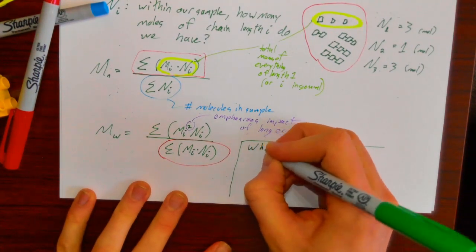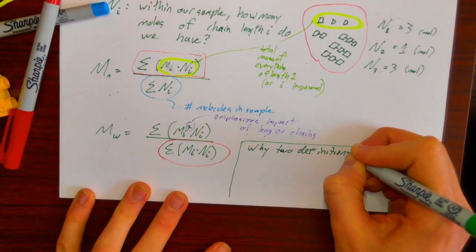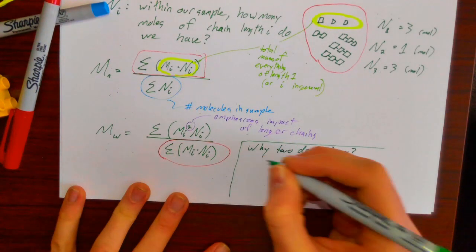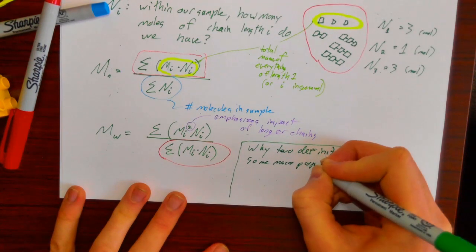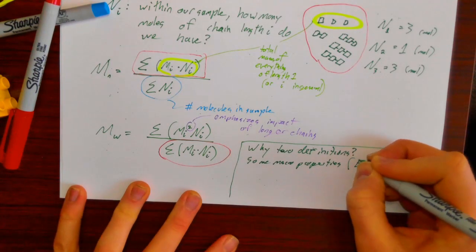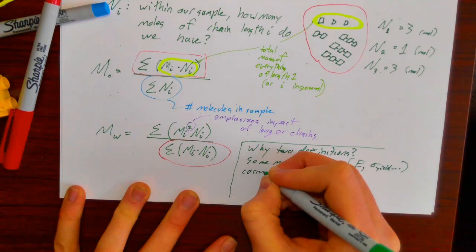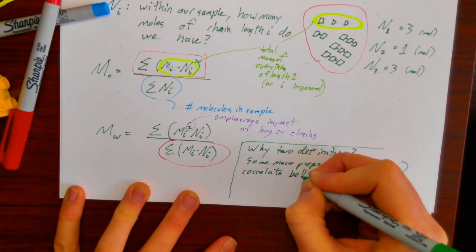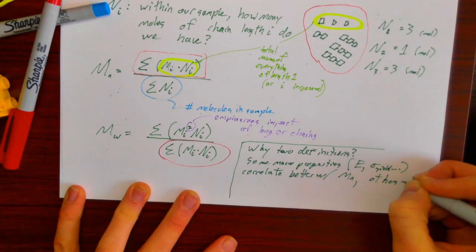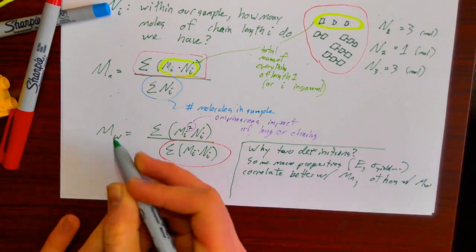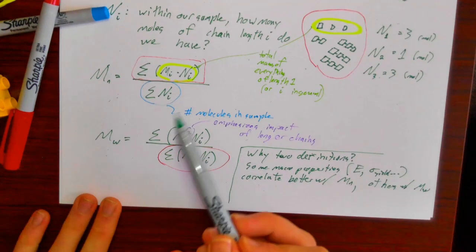So why two definitions? Some macro properties, for example stiffness or yield strength, correlate better with M sub n, others with M sub w. So we need two definitions to basically plug into formulas that people have derived experimentally to figure out these correlations.